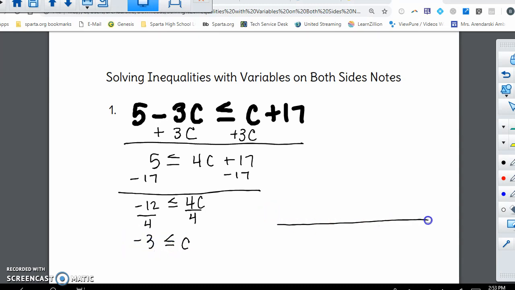We're going to graph that. Negative 3, negative 2, negative 1, 0. We're going to have a closed circle because we're including negative 3, and we want to show greater than, so we're going to go to the right. Remember, this is one way to solve. There is a second way. I'm just going to work through one way with you today. Okay, so when I scroll, this is going to erase. So we're going to do number 2.